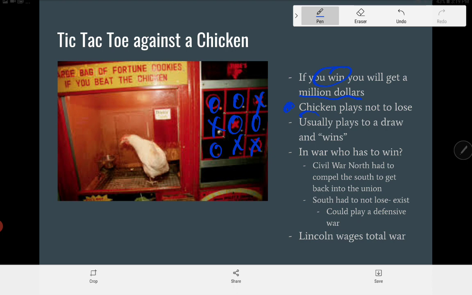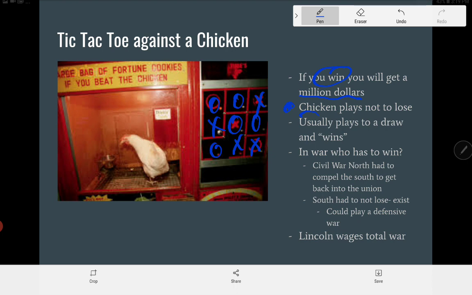And who has to win is the North. The North has to compel the South to get back into the Union. This is not an easy task, right? It is not easy to win a game of Tic Tac Toe if the other player is going to just play to not lose, right? The only way you really win is if the other player makes a mistake. So this chicken played hundreds of games of Tic Tac Toe in a day, and he never lost, right? He was almost always a draw because he was playing defensively.